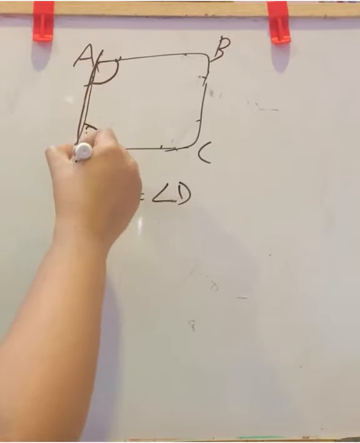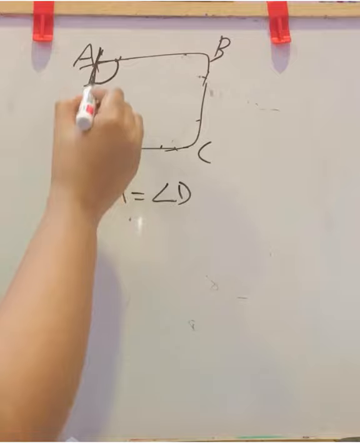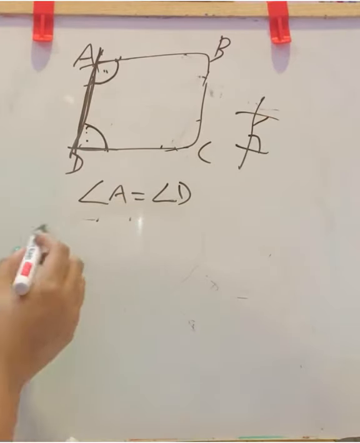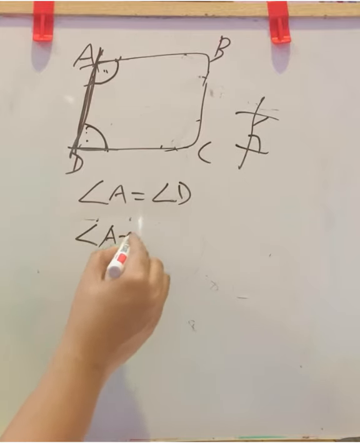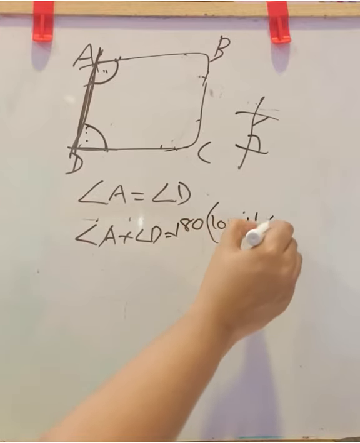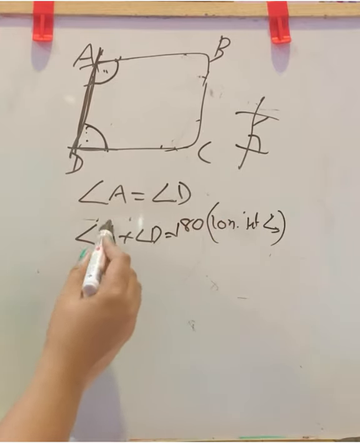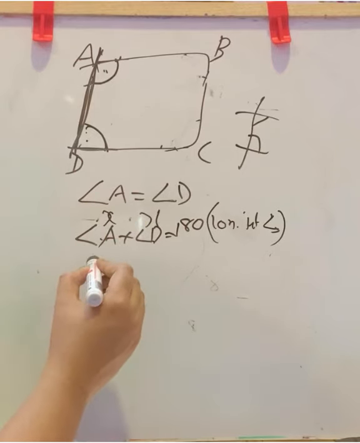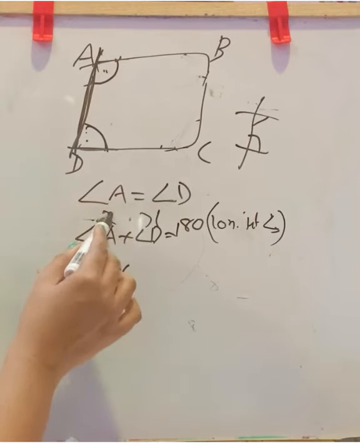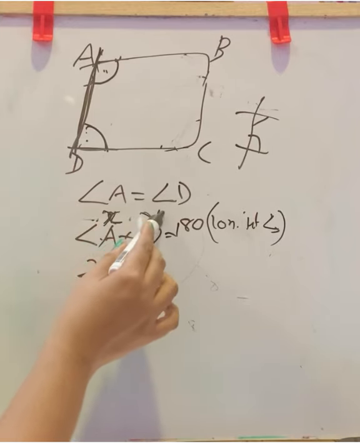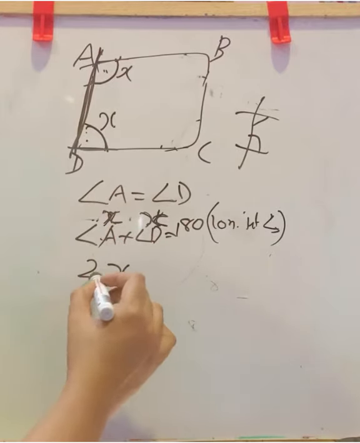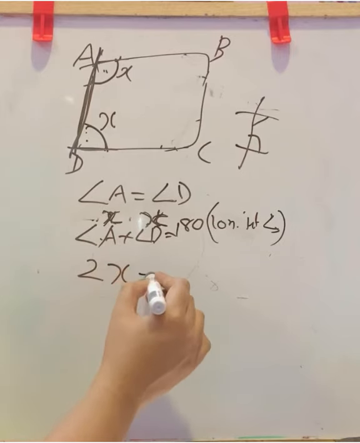Also here this is a transversal, these are two parallel lines, these are consecutive interior angles. So angle A plus angle D equal to 180. Reason is consecutive interior angles. So let this be x. This is also x. We don't know the correct value, so we are giving a variable here. So x plus x is 2x is equal to 180.